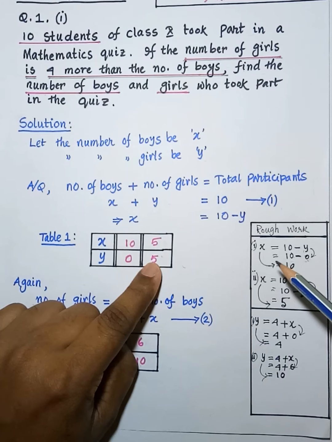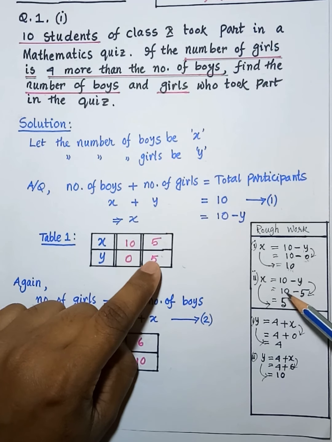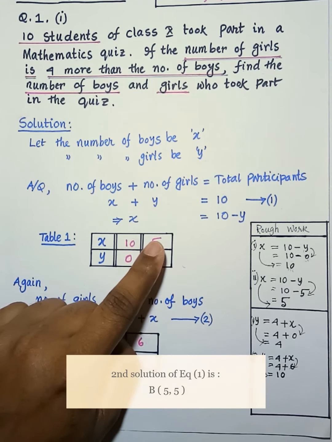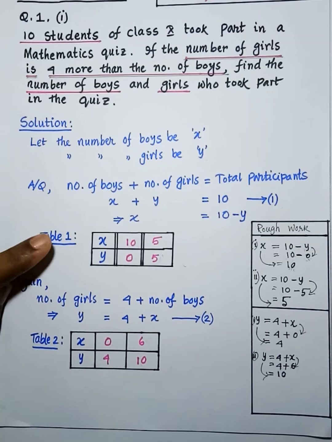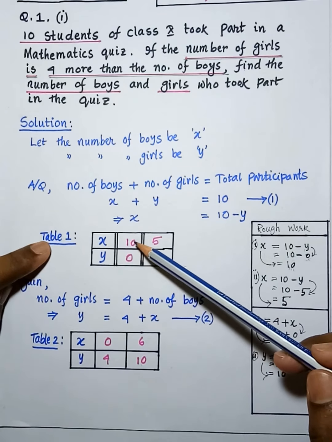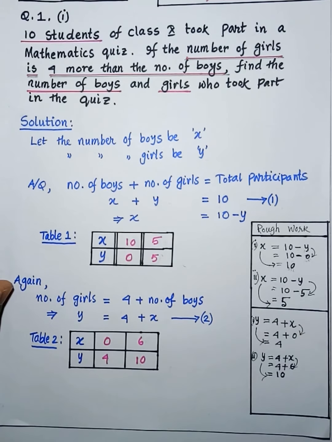For the second solution, y equal to 5, so 10 minus 5, result is 5, and that is equal to x. So when y equal to 5, x is also going to be 5. This is the second solution. This way we have completed table 1, which will give us two solutions.